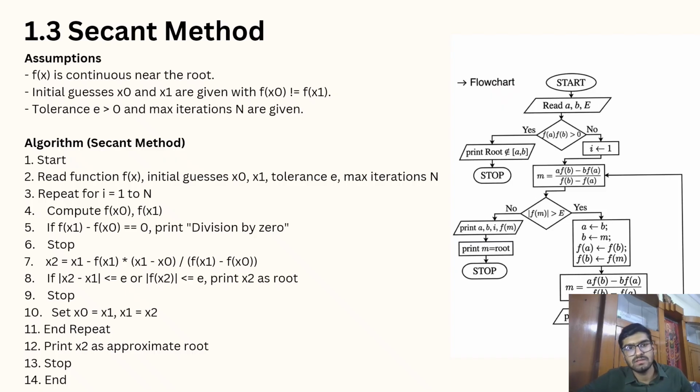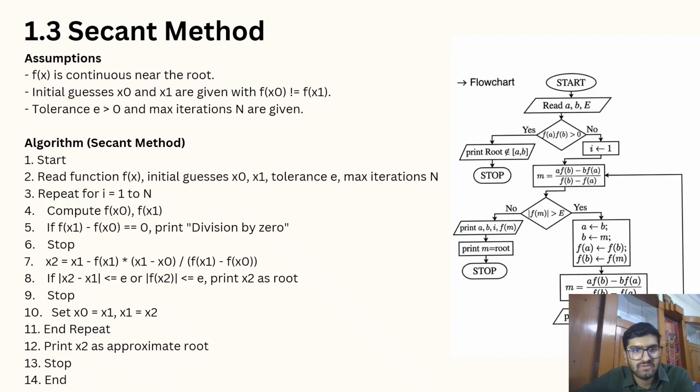The tolerance is E and the maximum number of iterations is given as n. The algorithm starts with: we first read f of x, the initial guesses x0, x1, the tolerance E, and the maximum number of iterations. Then we repeat from i equals 0 to n. Here we compute f of x0, f of x1.